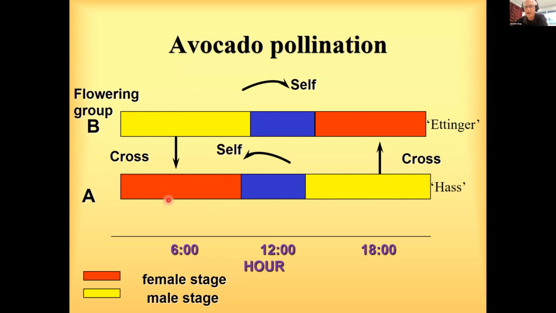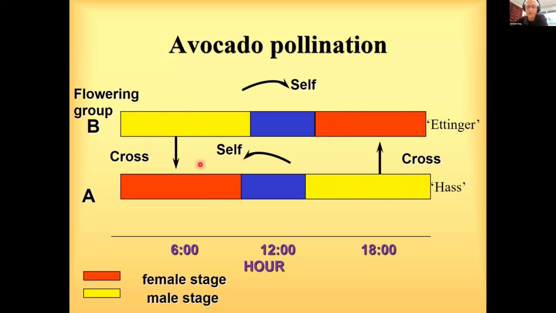So if Hass belongs to group A and it opens as female in the morning, it can accept pollen grain from flowers of a pollinizer like Ettinger, like Zutano or Bacon, that open as male flowers during the morning. And in the afternoon we have the opposite situation, while the Hass provides pollen grain to pollinate the pollinizer, the Ettinger or Zutano or Bacon. So in this scheme, we have all day long effective cross-pollination between the cultivars.